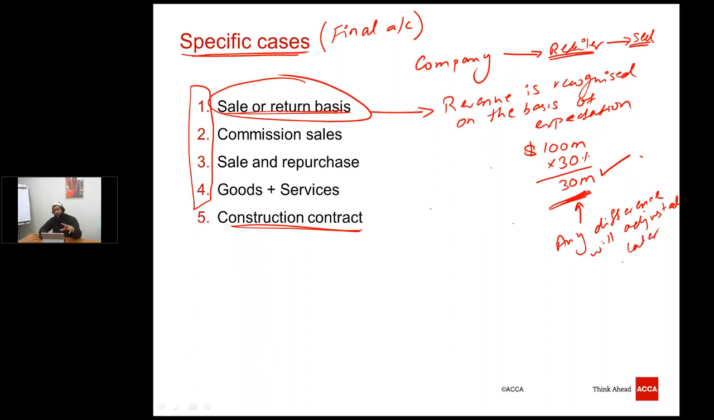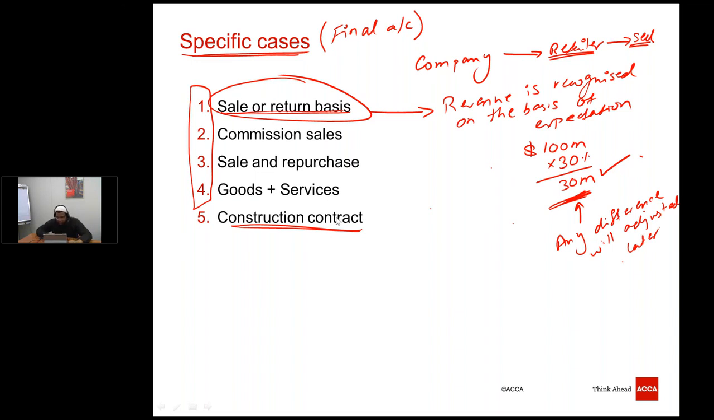So right now we are recording 30. If we are getting 40, good enough, record further 10. If we have recognized 30 but we are getting 20, that's bad, reverse 10. So if we are receiving more, record more. If we are receiving less, reverse. If we are receiving more, record more. If we are receiving less, then we will have to reverse some of the amount.